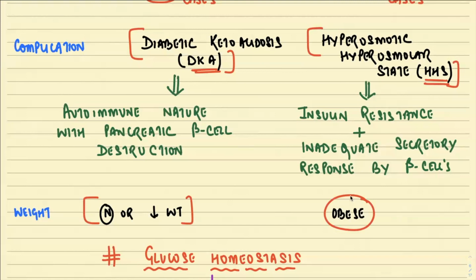So remember, whatever the case scenario, the ultimate summary of type 1 diabetes mellitus is that there is an autoimmune pancreatic beta cell destruction. This is very important. Whereas in type 2 diabetes mellitus, there is insulin resistance plus beta cell dysfunction. There is an inadequate secretory response by the beta cells of the pancreas.